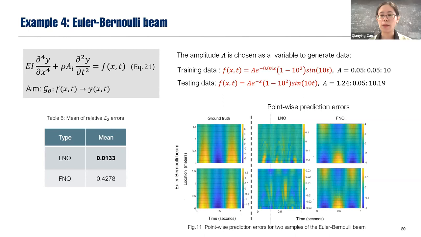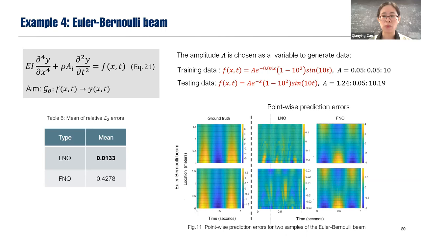Where y(x,t) is the deflection of the beam at the location x and the time t. F(x,t) is the source term. E and I are the elastic modulus and the second moment of area of the cross-section of the beam. Rho and A are the material density and the area of the cross-section of the beam.